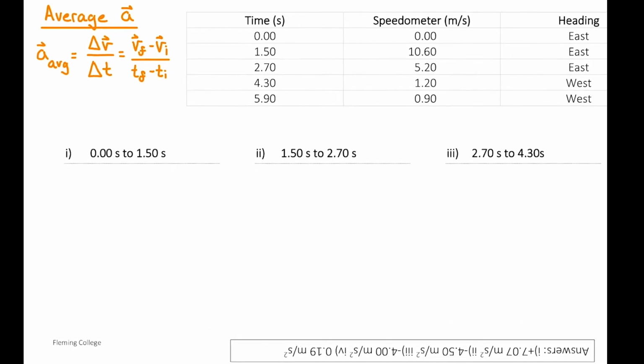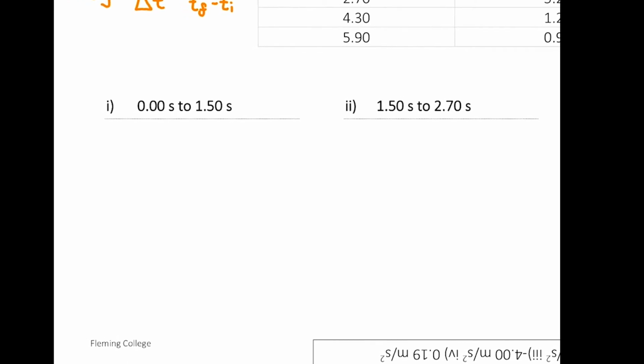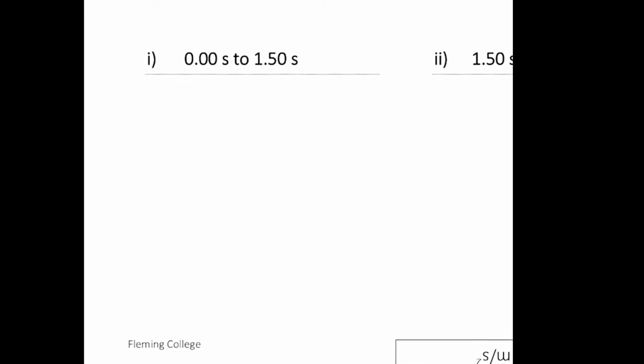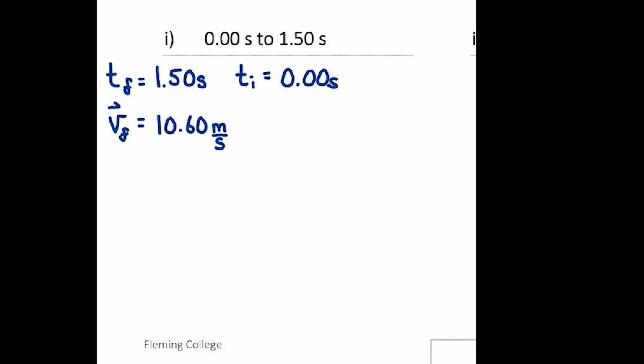To start any problem, we need to identify our given values. So if we're looking at the time interval from 0 seconds to 1.50 seconds, we need to identify which is our final and which is our initial times. Our time at the end of the interval is 1.5 seconds. And our time at the beginning of the interval would be 0 seconds. Similarly, our velocity at the end of the interval is equal to 10.60 meters per second east. Our velocity at the beginning of the interval is 0 meters per second.